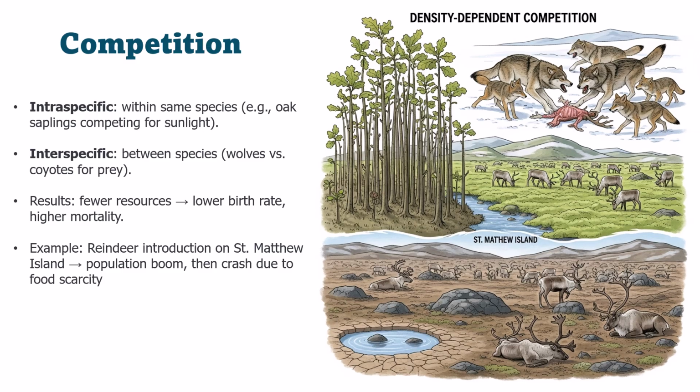A famous case is the reindeer introduced to St. Matthew Island. Initially, the population exploded due to the abundant lichen. However, as the numbers swelled, food ran out. The herd eventually crashed to almost nothing. This highlights how resource scarcity ensures that exponential growth cannot continue unchecked. Nature's way of enforcing limits.